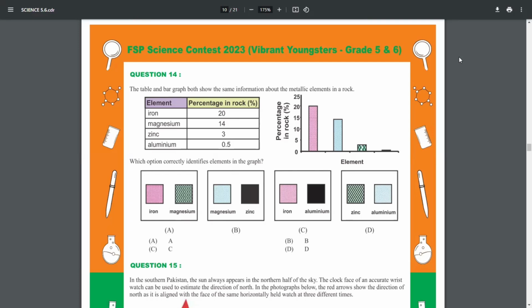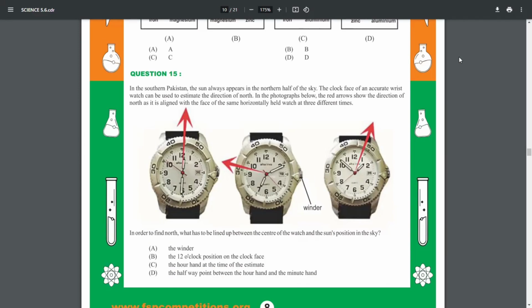Question 14. The table and bar graph both show the same information about the metallic elements in a rock. Which option correctly identifies elements in the graph? Correct option is B.